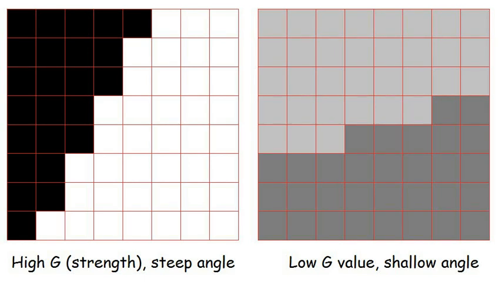Compare that with the section on the right. Here there is less of a contrast, as the edge is between two shades of grey rather than black and white. This edge has a lower magnitude, a smaller value of G. Also, the edge is closer to the horizontal, which will give a high value of theta, as that angle is traditionally measured from the vertical.